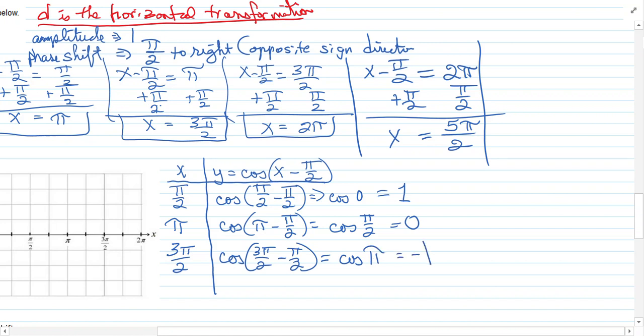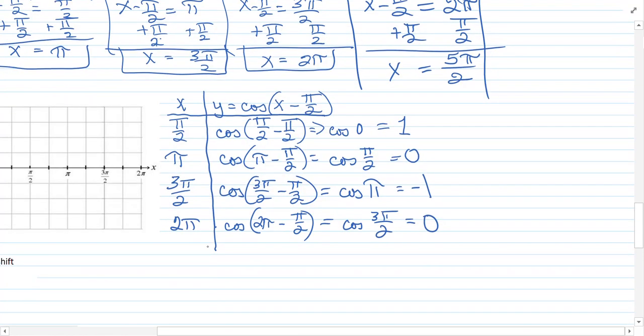Then my next one is 2 pi, which is going to be the cosine of 2 pi minus pi halves, which is going to give me the cosine of 3 pi halves, which is going to give me 0. And then I'm going to have the last one, which is 5 pi halves, which is the cosine of 5 pi halves minus pi halves, which gives me cosine of 2 pi, which gives me the 1.